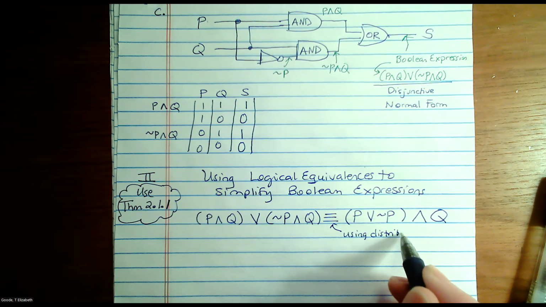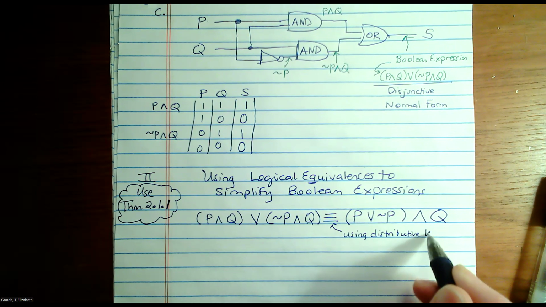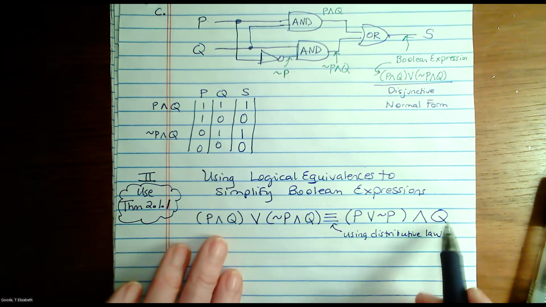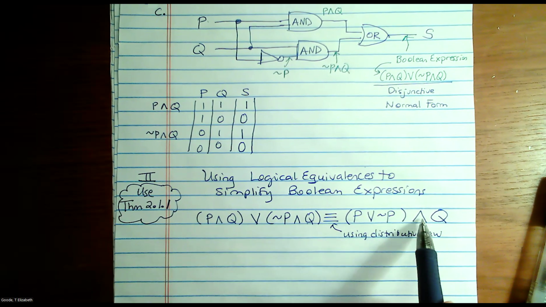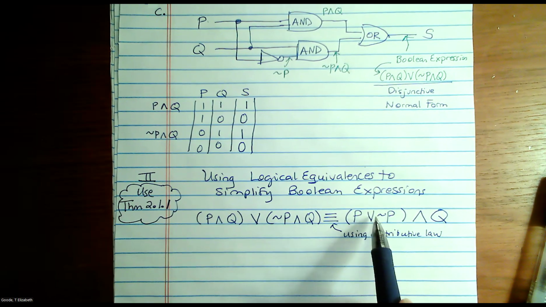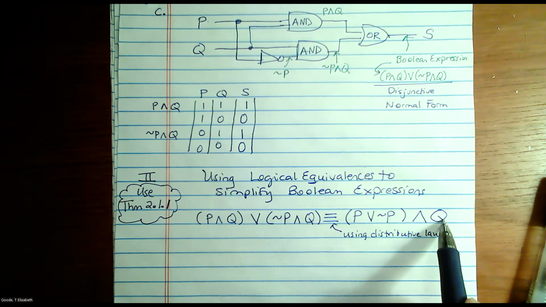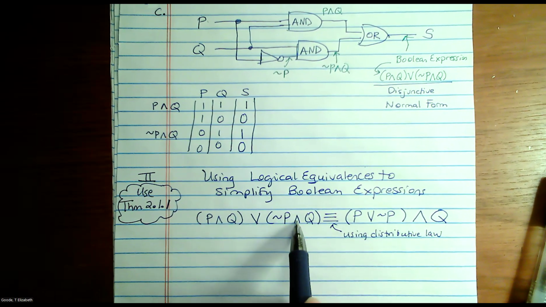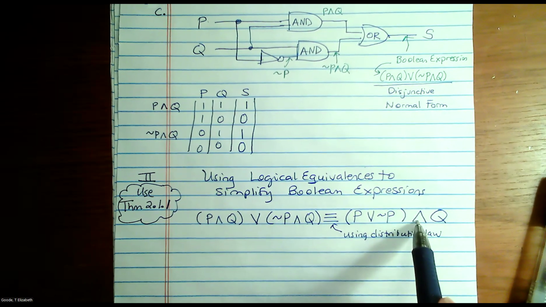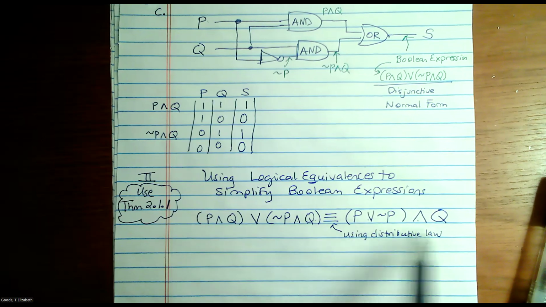You can check. It's almost easier to use the law the other way, to distribute the Q with the AND across this OR. It's Q and P, or P and Q, or Q ANDed with not P, or not P ANDed with Q. You see, it's like distributing multiplication across addition, okay? But you can factor out the common factor.